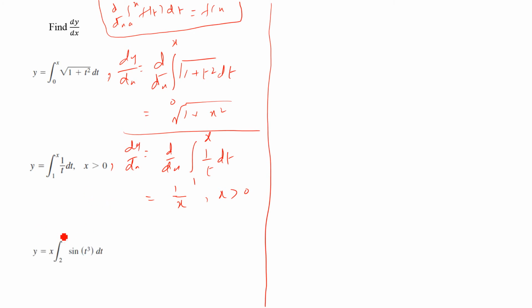Yes, this is a bit challenging question. In order to find the derivative, we have two functions here: x multiplied by the integral from 2 to x squared of sine t cube dt. So we have two functions. One function is x, and the other function is this integral. Both the functions are multiplied with each other, so we are going to use the product rule in order to find the derivative of this function.